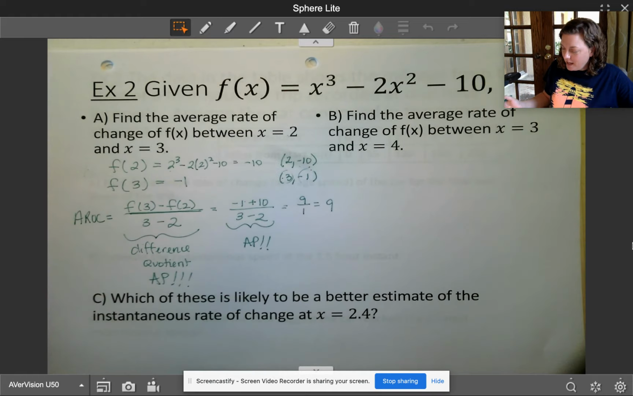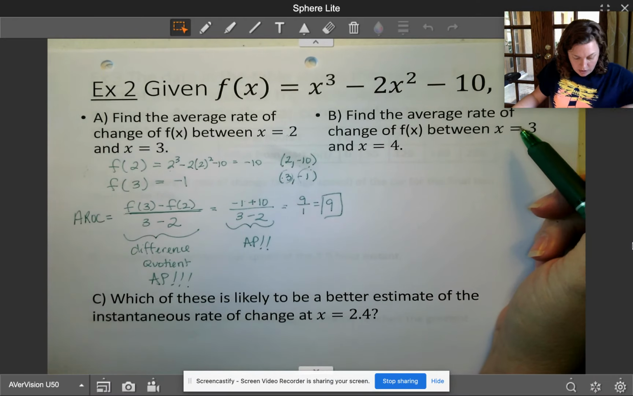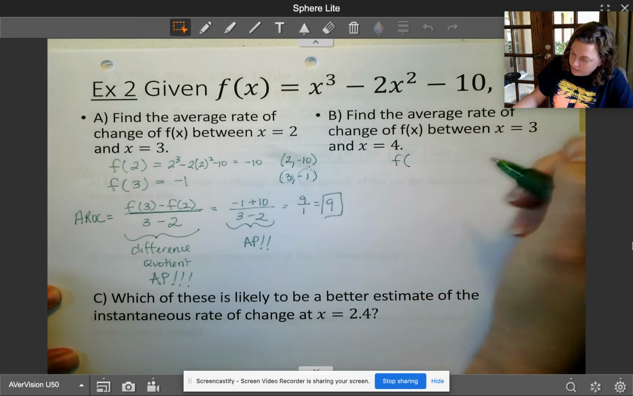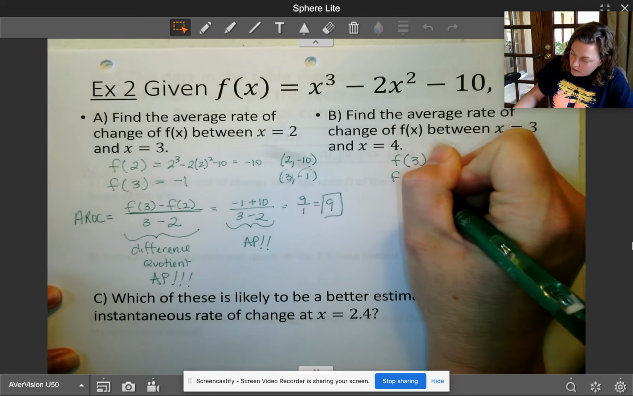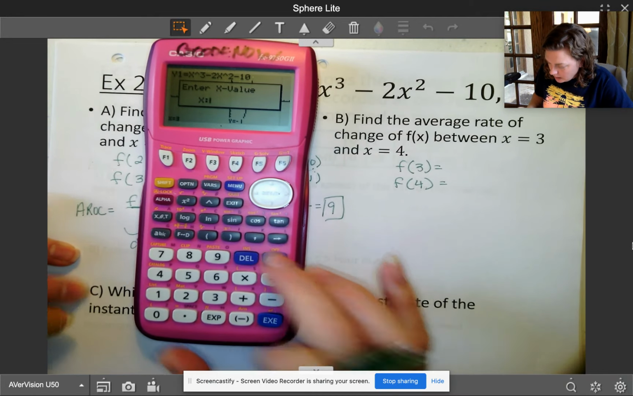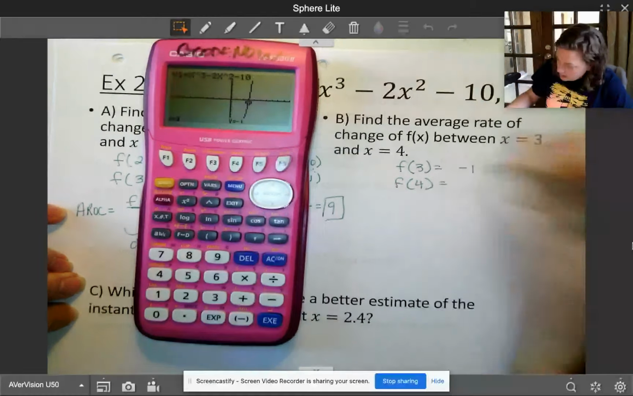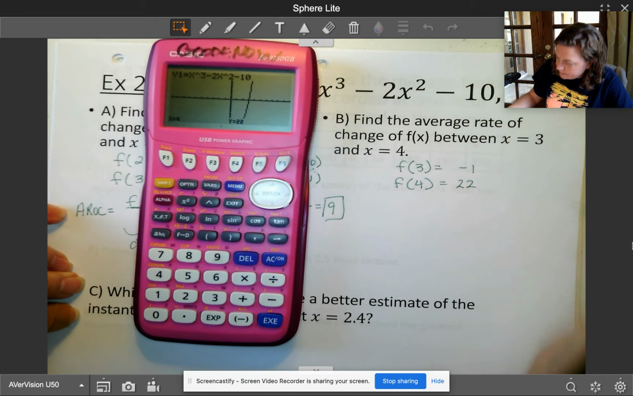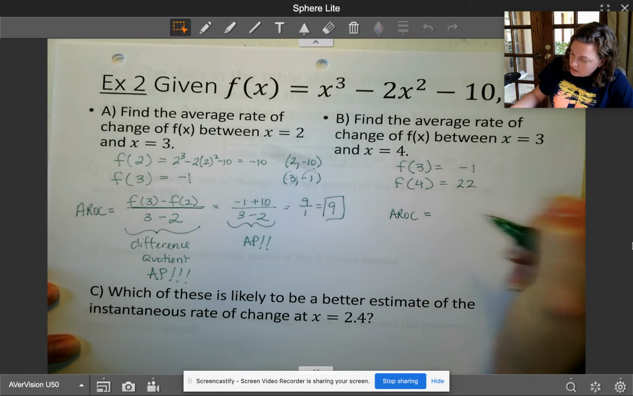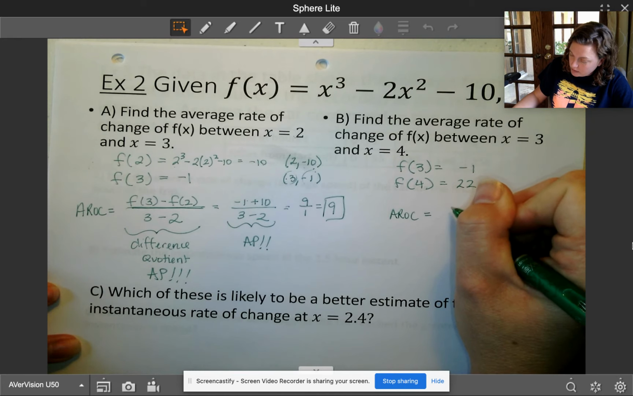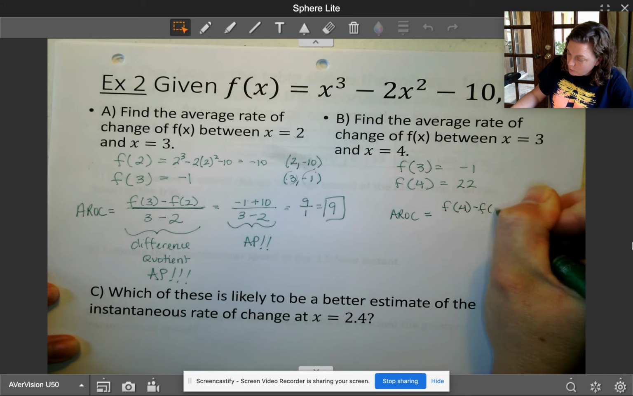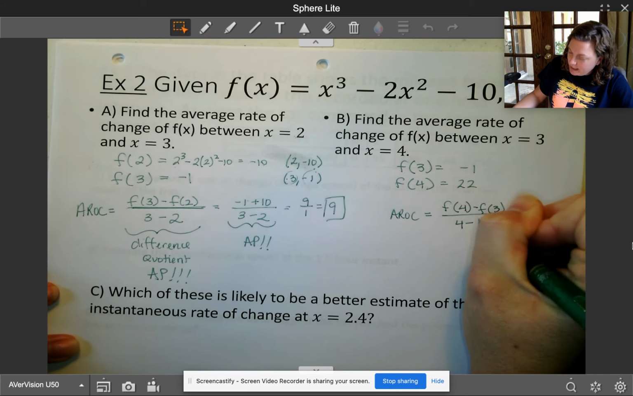All right. Find the average rate of change between x equals 3 and x equals 4. Well, again, we want to find out what is happening when x is 3 and what is happening when x is 4. So I'm going to use my handy-dandy calculator. When x is 3, it was -1. And when x is 4, we get 22. And so we want to, again, find the average rate of change. So that is going to be y2 minus y1 over x2 minus x1.